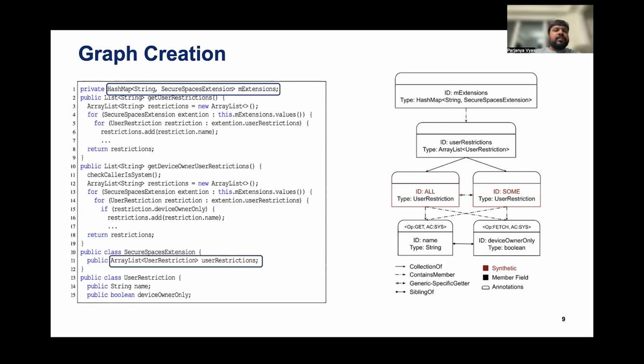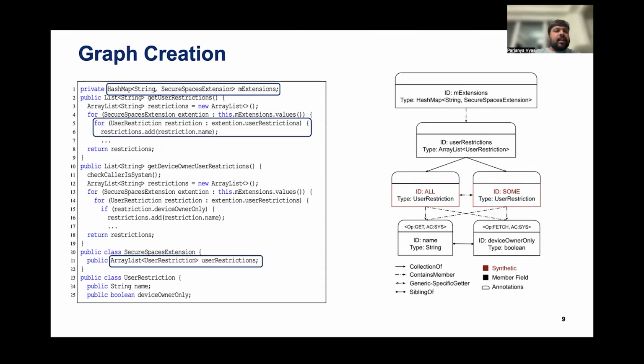Then it looks at the structure of the type of this particular M extensions node, and we see that it is a collection, which is an array list of user restrictions. So that ends up creating the second node that you see on the right. And it also adds this contains member relation between these two nodes.